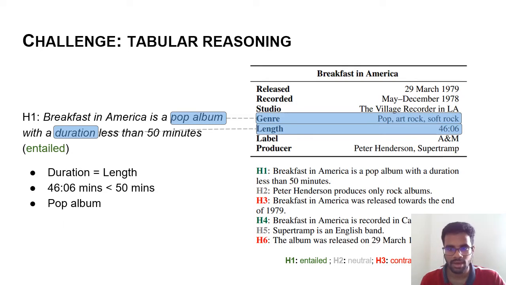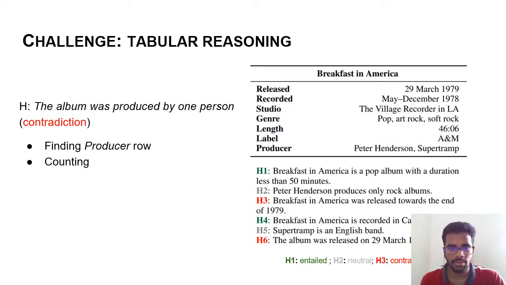Similarly, in another example, the album was produced by one person. The model first needs to find the relevant row, which is the producer, then needs to count the number of producers in that row.